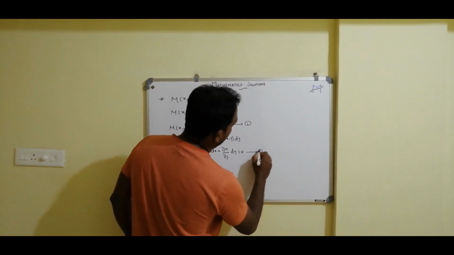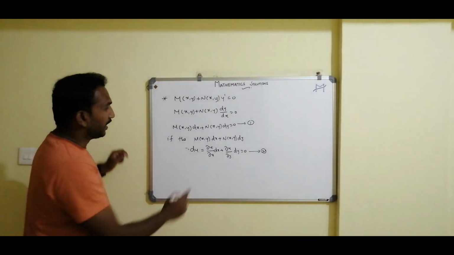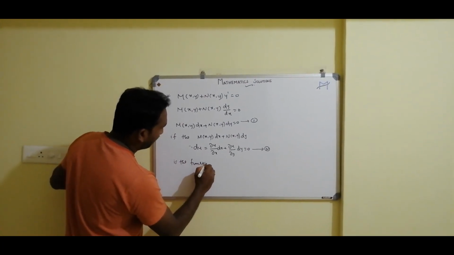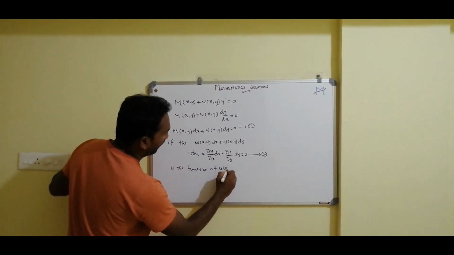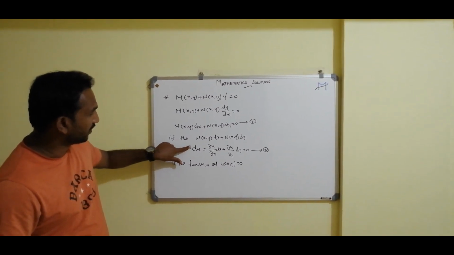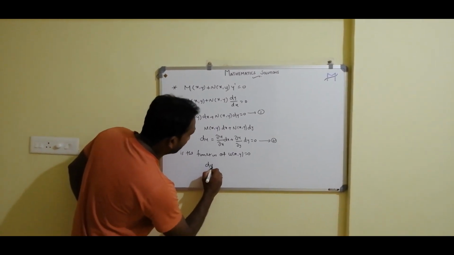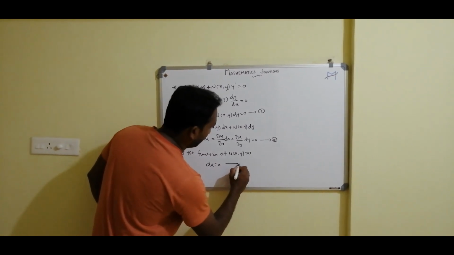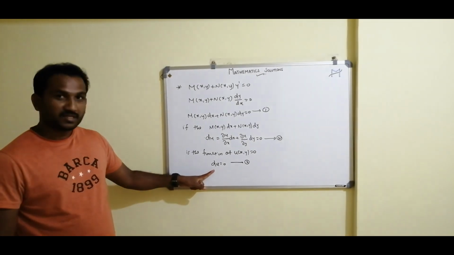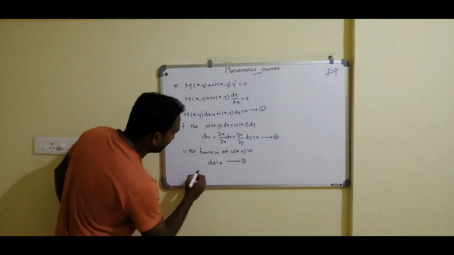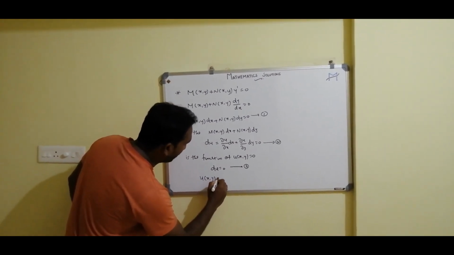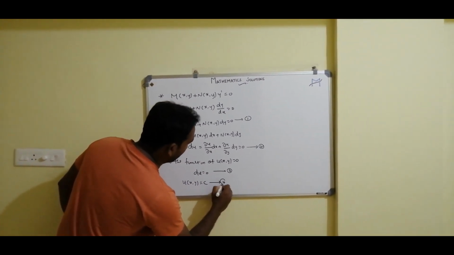Take this as equation number 2, and it is the function u(x, y) = 0. From the first equation and second equation, we can write du = 0. Let us take this as equation number 3. If you integrate equation number 3, you will get u(x, y) = c. Let us take this as equation number 4.